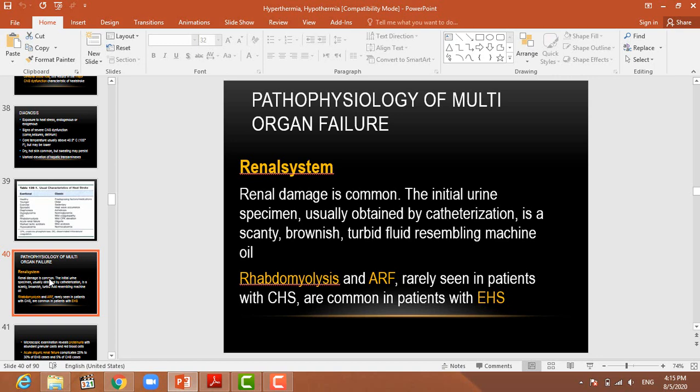CHS means classical heat stroke, and more common is the patient with exertional heat stroke. There are two different types of heat stroke. One is known as classical heat stroke, and the other is known as exertional heat stroke.